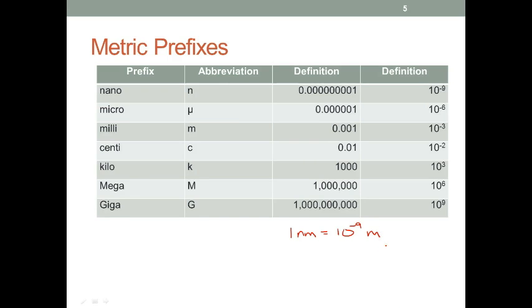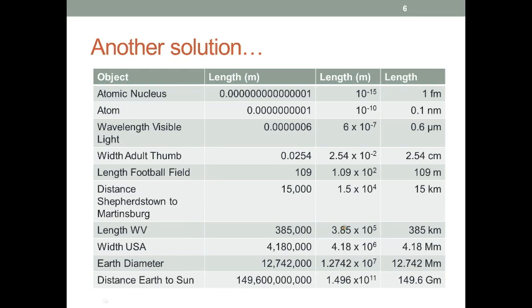Can I use these to rewrite those big numbers? Yeah, I sure can. So when I do that, I result in this. Femto wasn't on the list of metric prefixes, but it's 10 to the minus 15 meters by definition. So this whole thing is 1 femtometer.